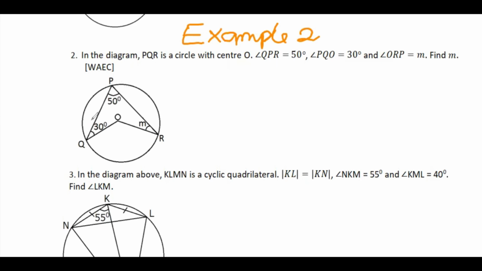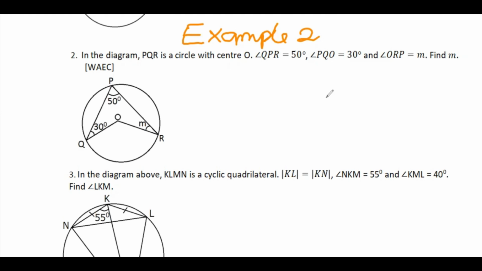PQO, that's angle at Q, is 30, and ORP, angle at R, is M. We have to find the value of M. If you are faced with this type of problem, there are two ways of going about it.